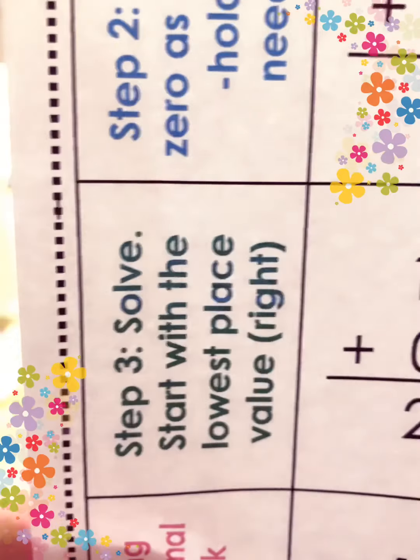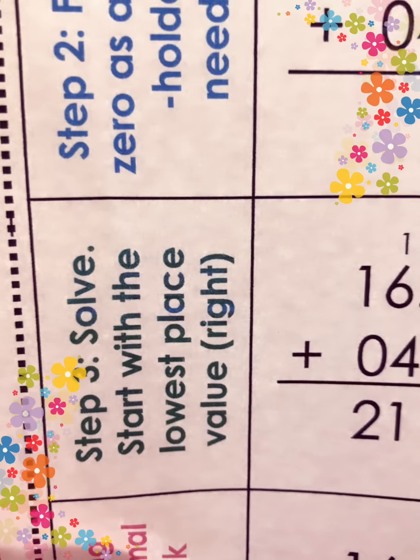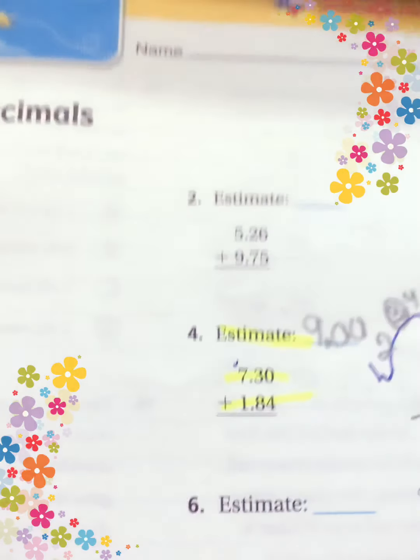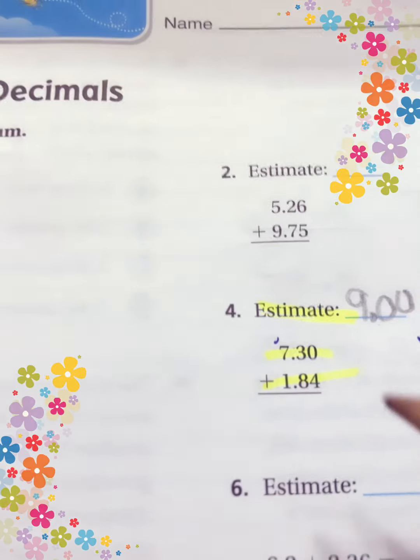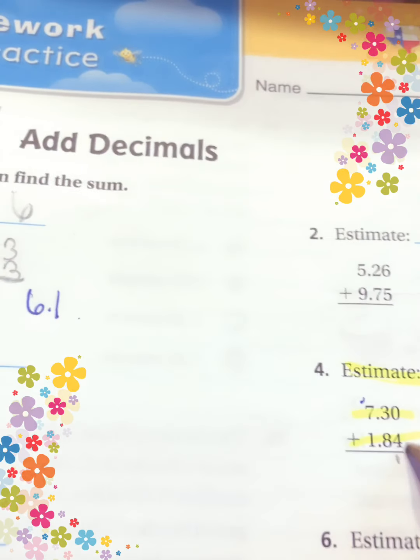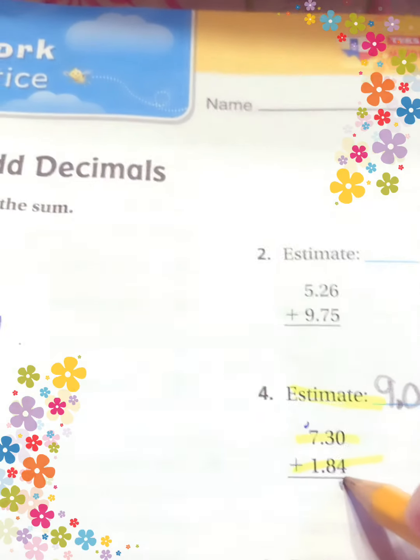Now let's go to step 3. Solve. Start with the lowest place, the right. Why do we do that? So everything stays in its place. So I know I'm wiggling my camera around. I'm not the best camera technician yet. So I'm starting on the right hand side, with the ones place.